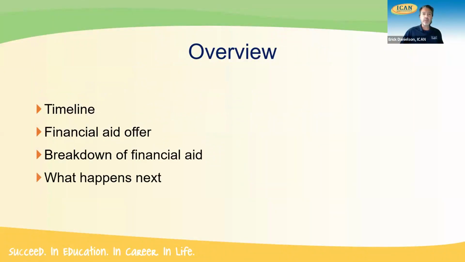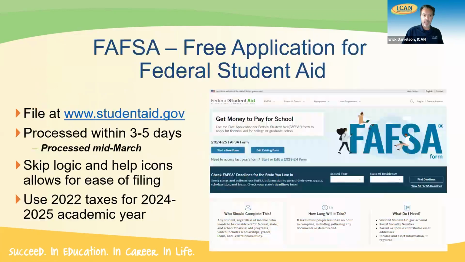Just to give you an idea or a little bit of an overview, I wanted to share a timeline on how things look. And the timeline this year, as many of you families know and are going through it, is different than what's been done in past years, or you've been told at least it's different if this is your first time going through it. I want to talk about financial aid offers, break down the different types of financial aid, and then share with you what happens next as well.